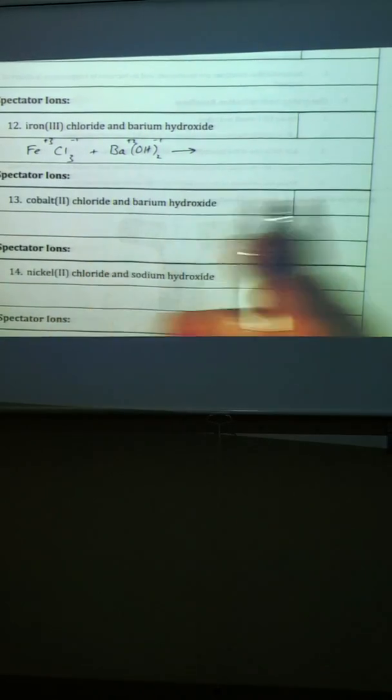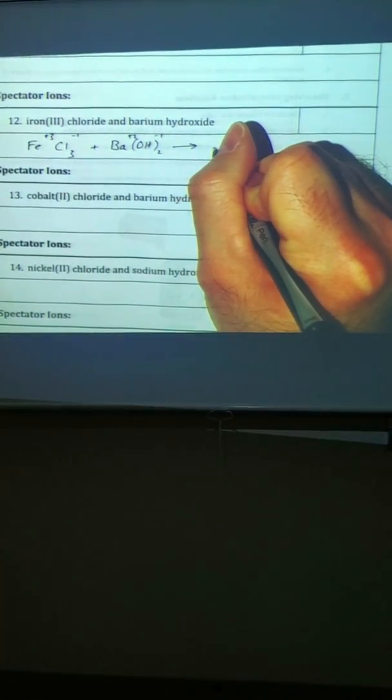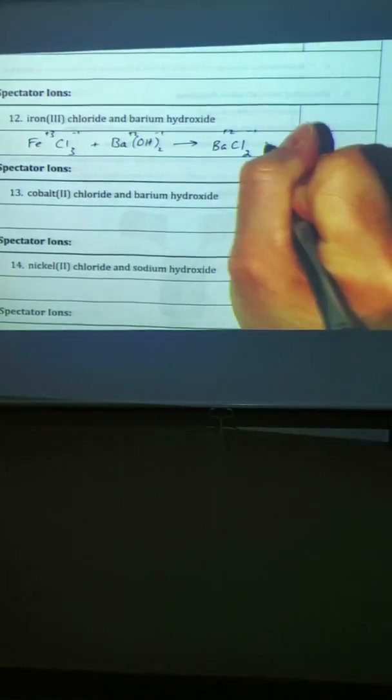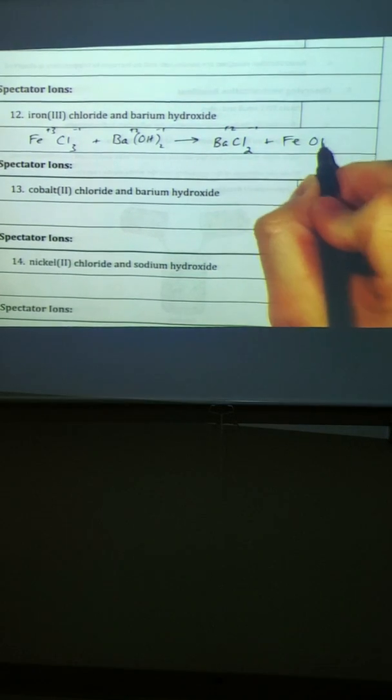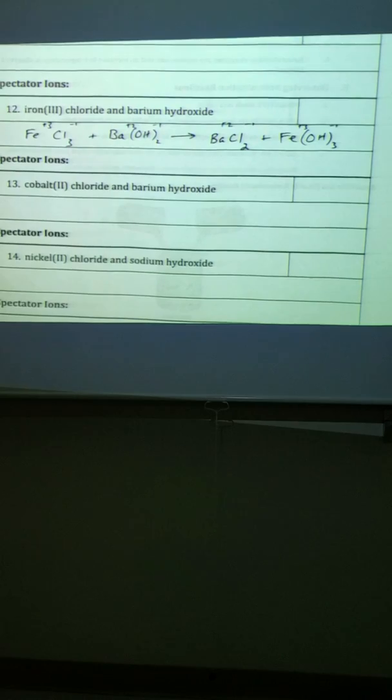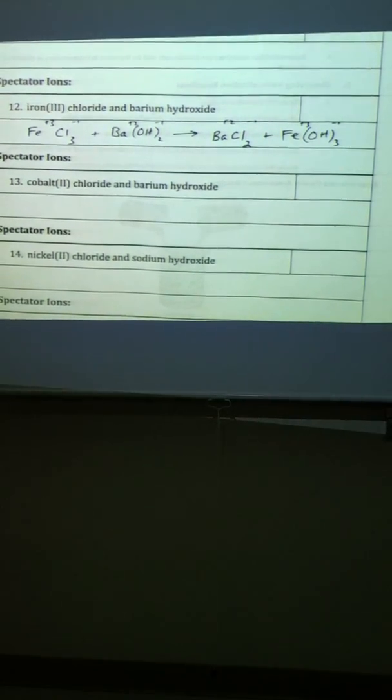Switch the positives. So we get barium with chlorine, +2, -1, so cross the 2. We get iron with hydroxide, +3, -1, cross the 1, cross the 3. So they do have different charges, so they will need balanced.